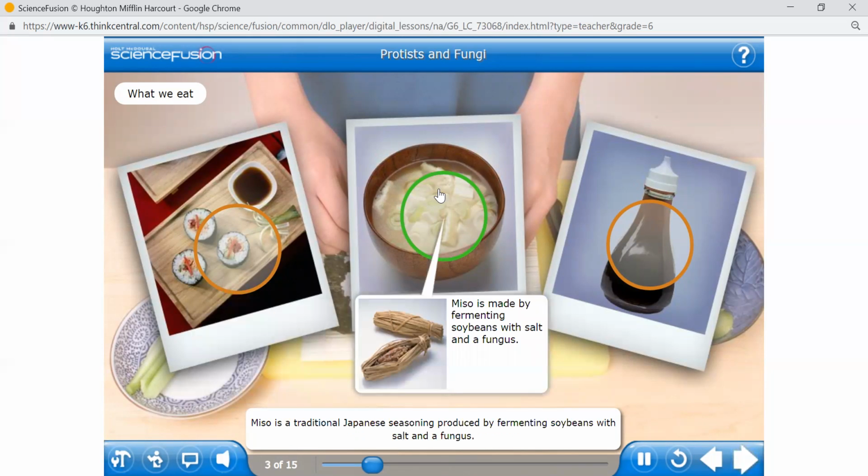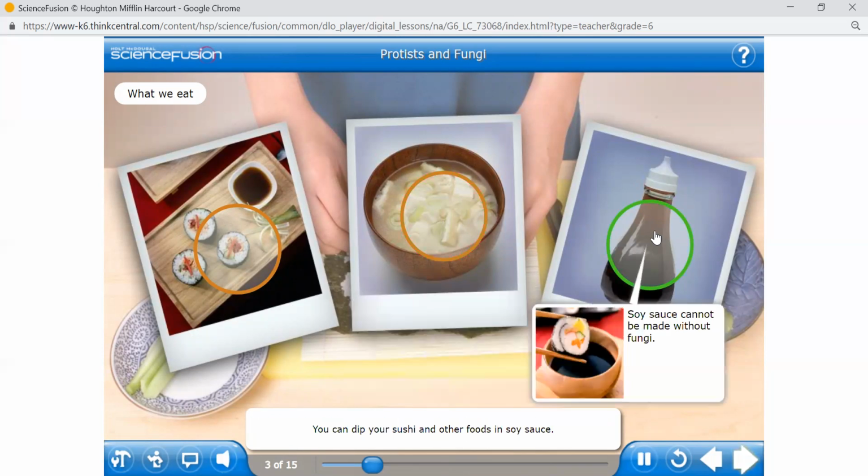Miso is a traditional Japanese seasoning produced by fermenting soybeans with salt and a fungus. The result is a thick paste that can be mixed with soup stock to make miso soup. You can dip your sushi and other foods in soy sauce. Soy sauce is also made by fermenting soybeans with a fungus.